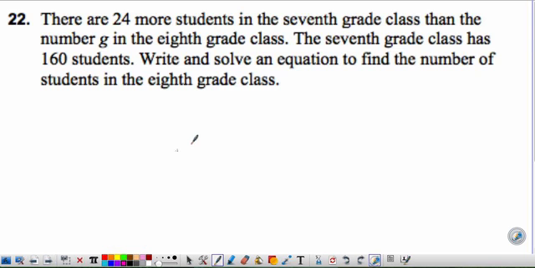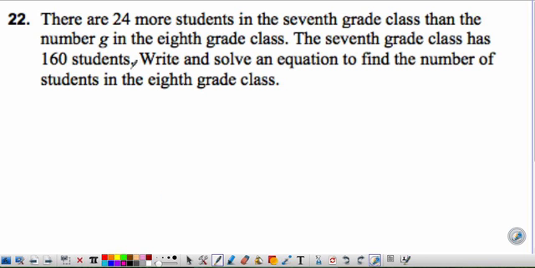All right, so we're going to start doing the word problems now. There are 24 more students in the 7th grade class than in the 8th grade class. I thought you said I. I did the odds on the other ones to hurry up and get to these word problems.